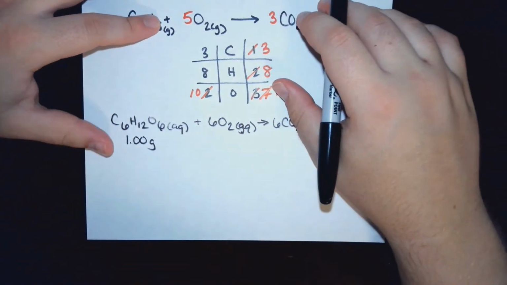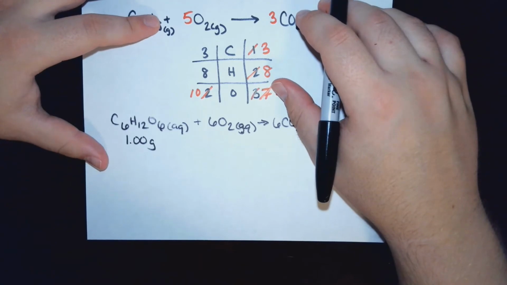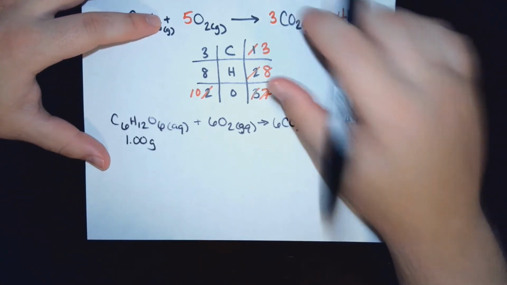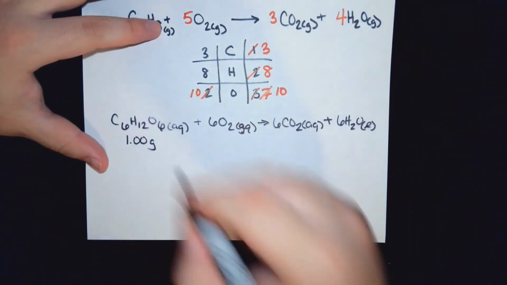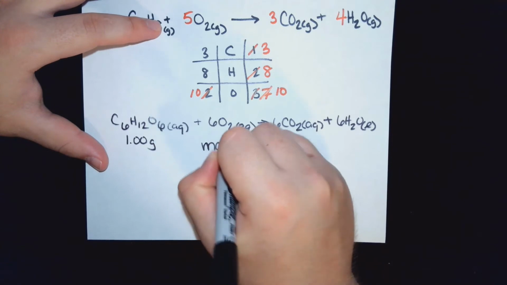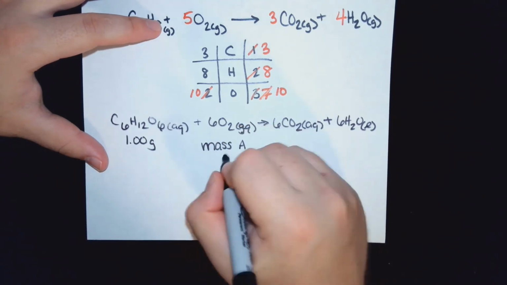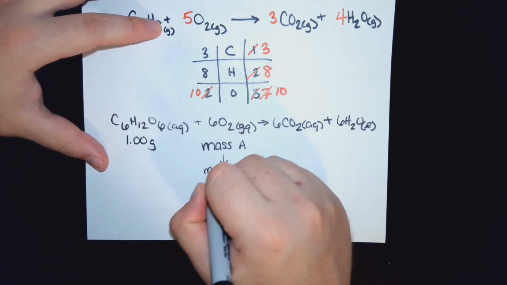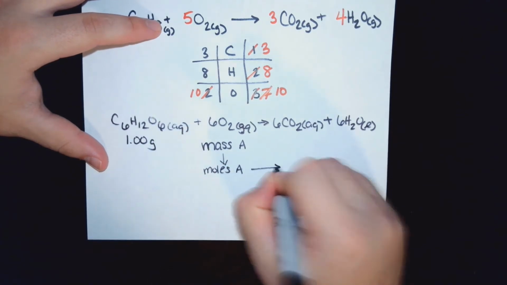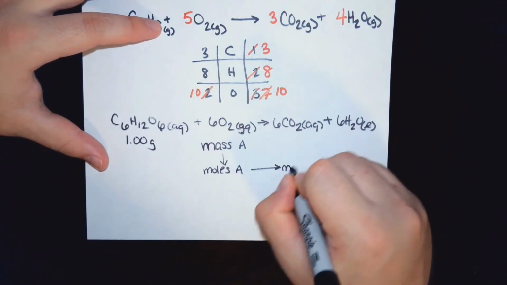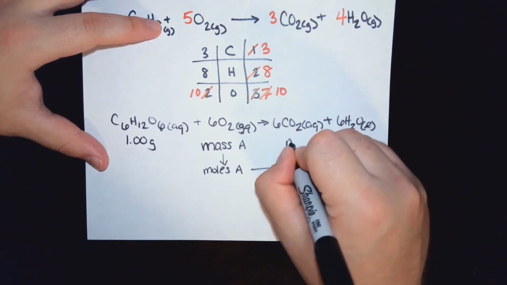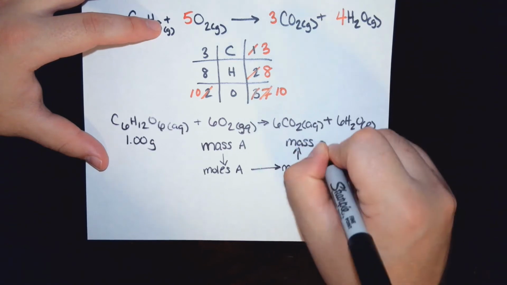Well, if you recall back to chapter 3, you cannot directly relate mass to mass, ever. You have to go, just like we talked about in chapter 3, you have to go mass of component A to moles of component A. Then use the mole-to-mole ratio to go to moles of B, and then you can go back to mass of B.